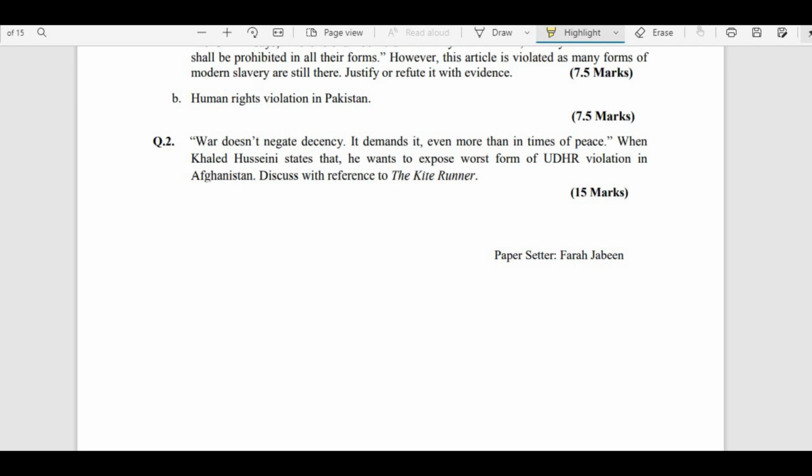And question number 2: war doesn't negate decency, it demands it even more than in times of peace. When Khaled Hosseini states that he wants to expose the worst forms of UDHR violation in Afghanistan, you have to discuss with reference to The Kite Runner, a novel by Khaled Hosseini. Yes, in this novel you saw the violation of human rights in different aspects. The articles of the UDHR are violated in Afghanistan in this novel.